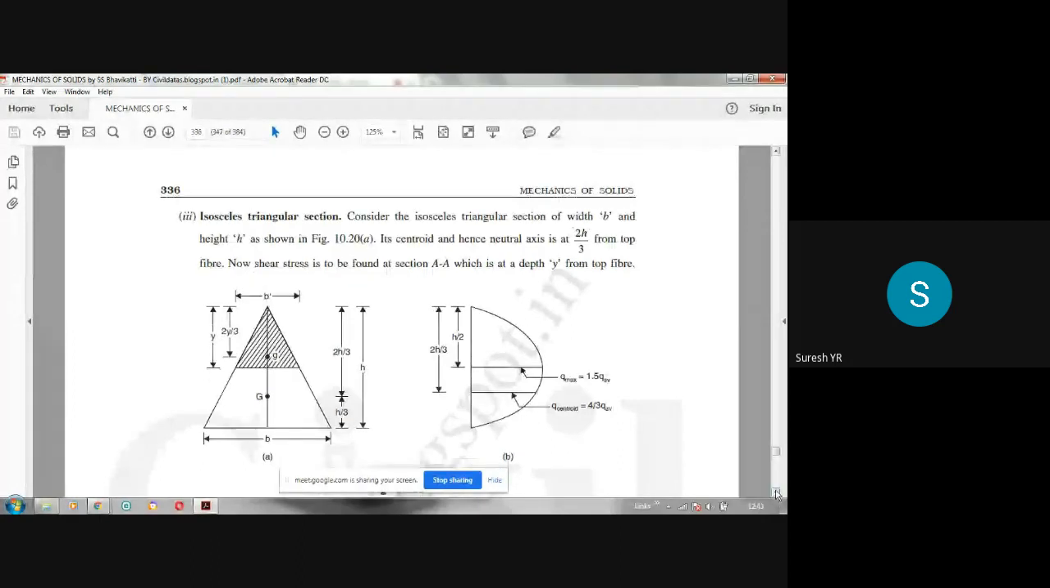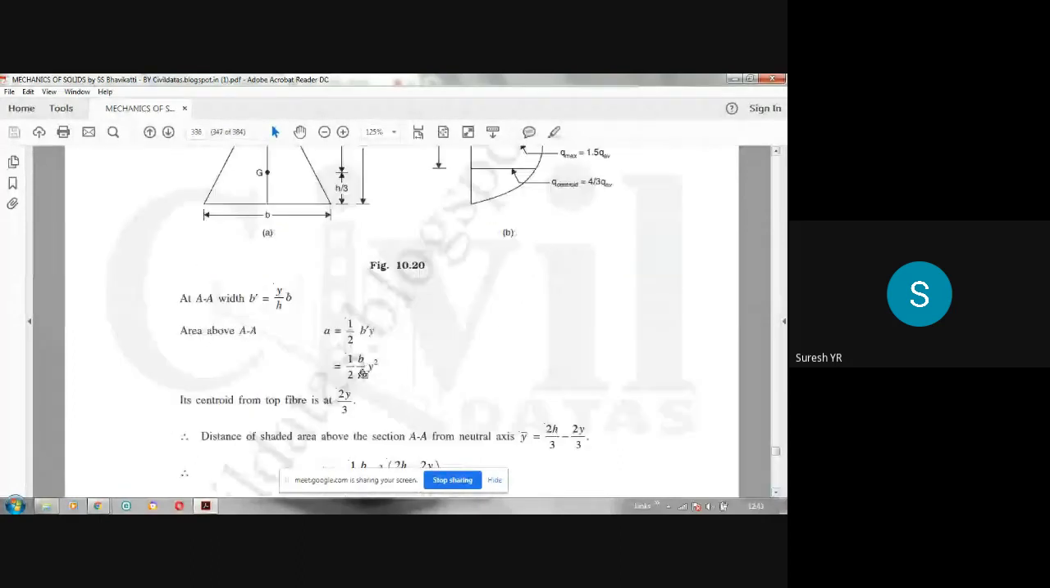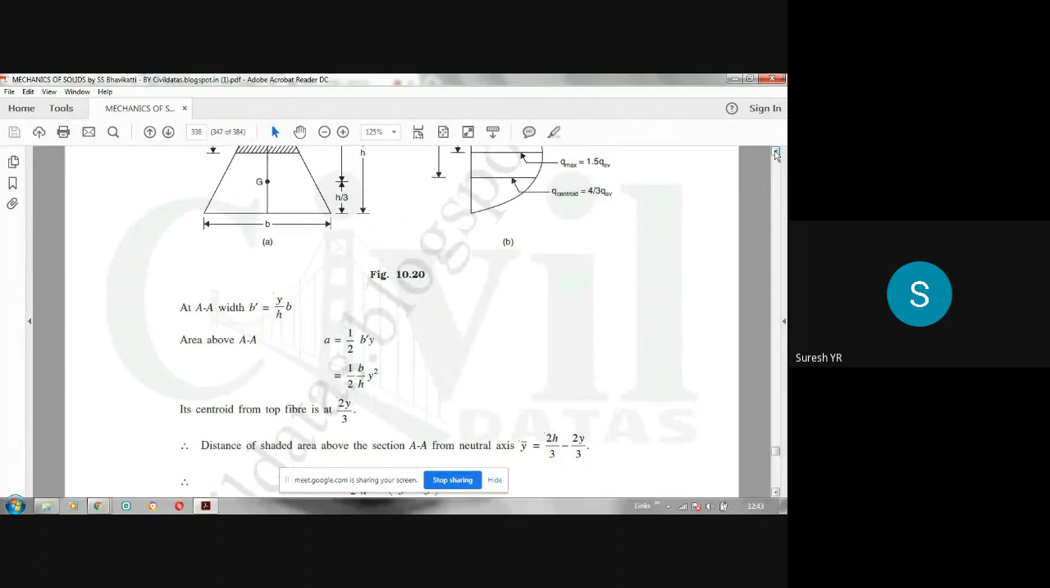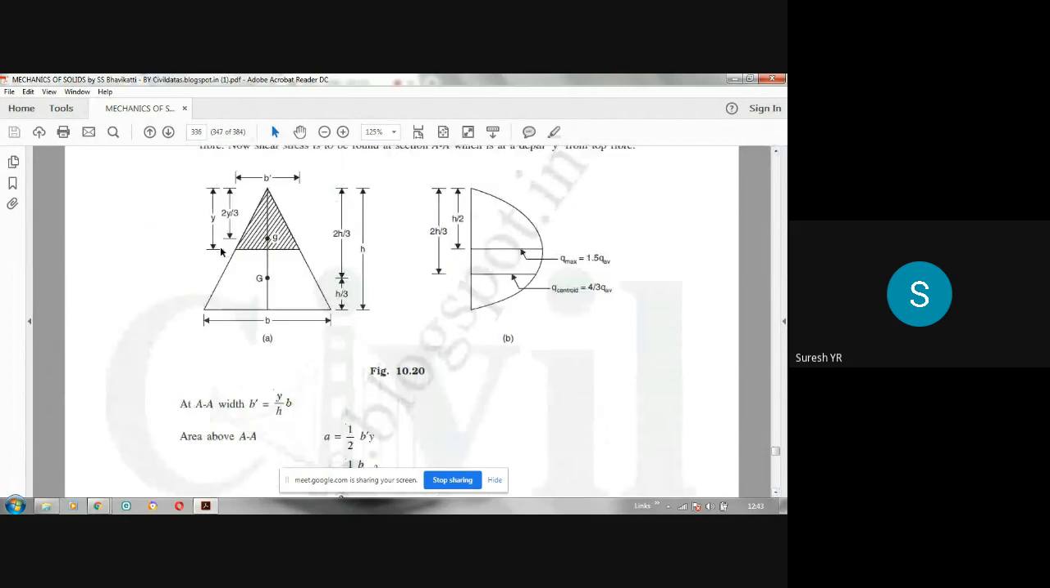So as I already told, this is from similar triangle. So B dash by B is equal to y divided by h, means B dash will be y by h into B. So now let us calculate the area above this AA. So this is your AA. Please note that this is your AA. Area above this will be half into B dash into Y. That is the area. Small a is that area.